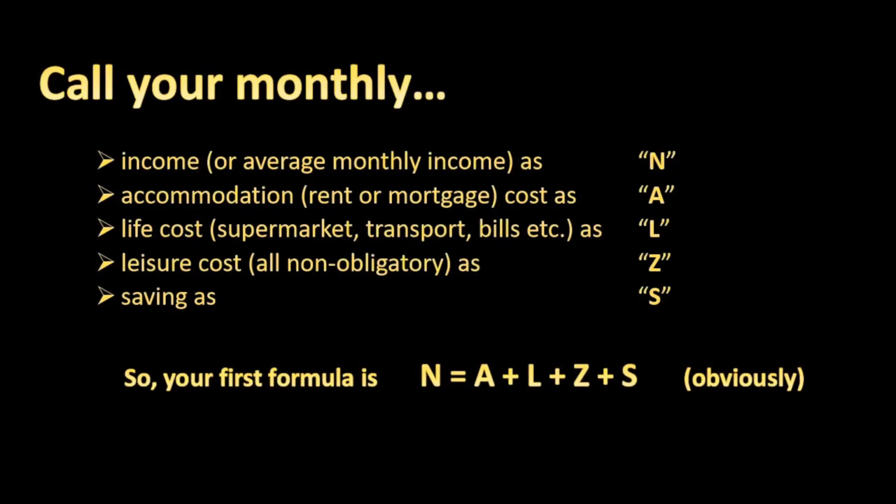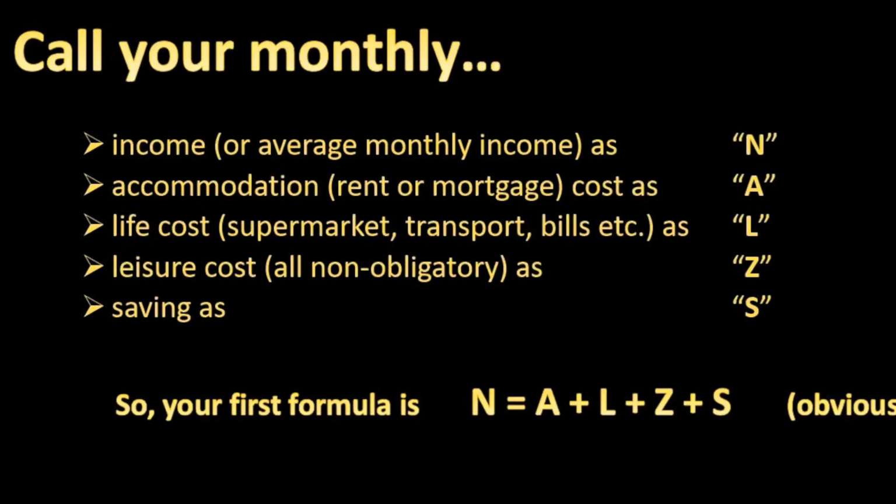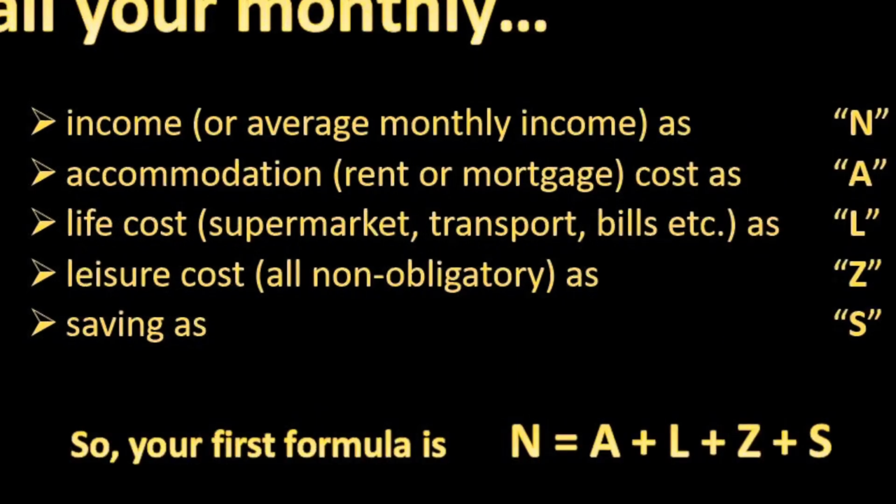Here is the formula. I used to call my monthly income, or let's say the average monthly income, as N. And then I say monthly accommodation, for example, rent or mortgage, the cost of this accommodation is A. And then I follow with the letter L, which is standing for the life cost.